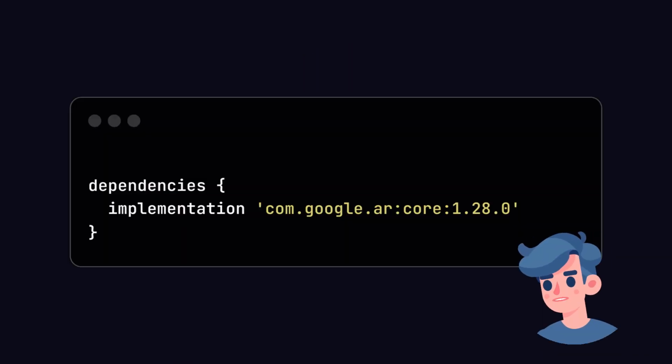Next, we need to include ARCore in our project dependencies. Open the build.gradle file, module, app, and add the following dependency: implementation com.google.ar:core:1.28.0. After adding the dependency, click on Sync Now to ensure everything is set up properly.